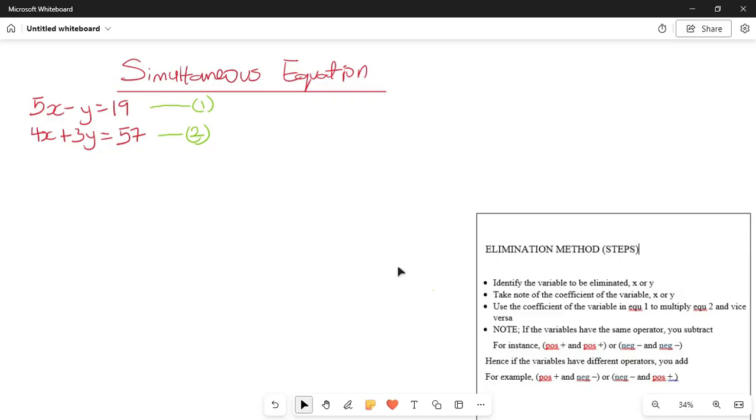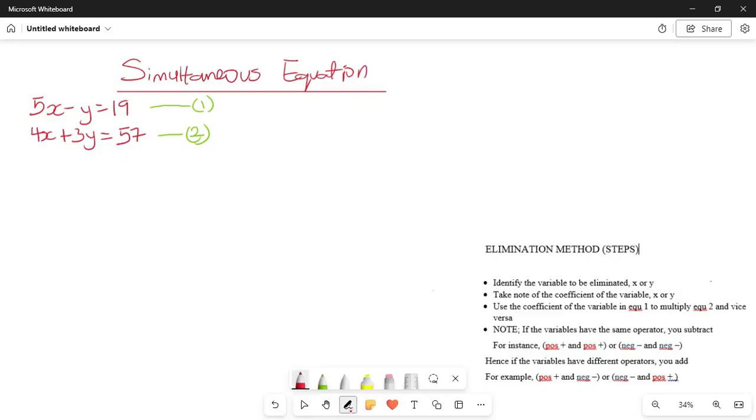So we have an example here. In equation 1, we have 5x minus y equals 19, and in equation 2, we have 4x plus 3y equals 57. We are still dealing with the elimination method, so we are going to make use of these steps. That's what we are going to do.